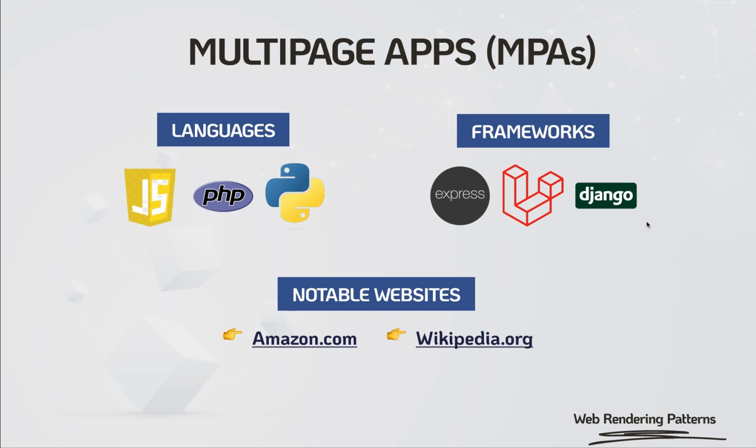Also, there are frameworks when it comes to multi-page apps, like Express for JavaScript, Laravel for PHP, Django for Python. And some notable websites are Amazon, Wikipedia. When you go to Amazon, for example, you'll see that whenever you click on any page or a product, it actually makes a full page reload. So yeah, that's a telltale sign of a multi-page application.